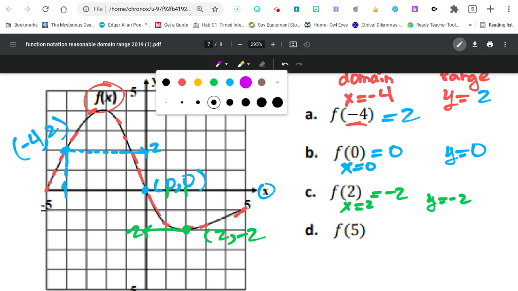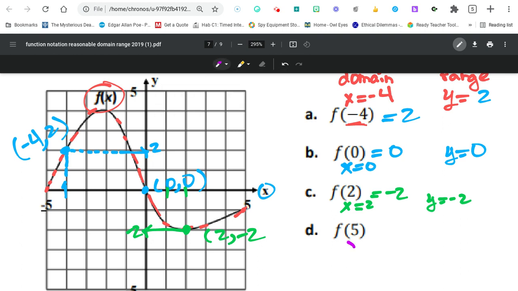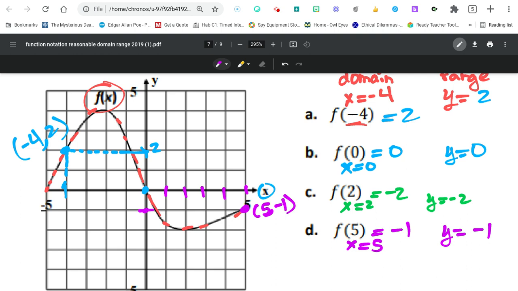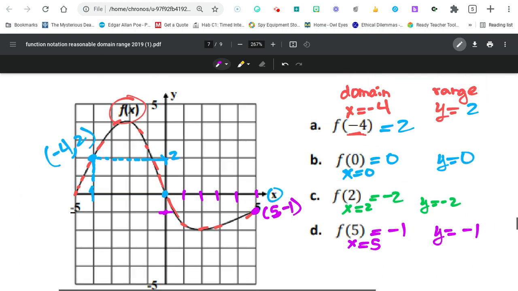And I've got one more to find. It says find f of 5. So when my x is 5, because what's in parentheses is always your x, what's my y? Let me erase some of this stuff. And my x is 5. 1, 2, 3, 4, 5. When my x is 5, it's that point of the graph right here. So that's the point 5, but it's also at -1. (5, -1). So when my x is 5, the y value is -1. So f of 5 is -1. And that's how you would do those.